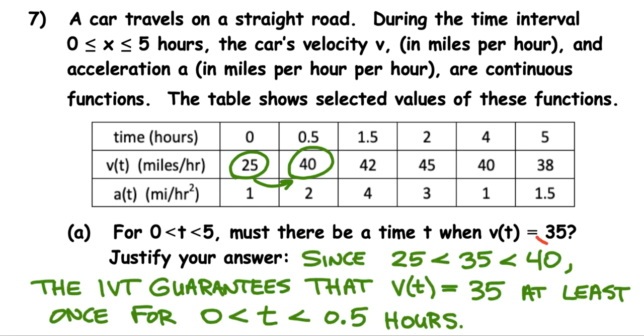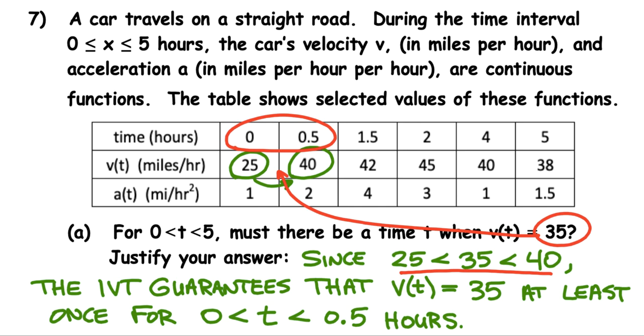So absolutely, yes, 35 is between 25 and 40. Therefore, the intermediate value theorem, IVT, is fine to write. It guarantees that the velocity is going to have to be 35 at least once, sometime between the start and half an hour in. So definitely yes. Mention IVT.